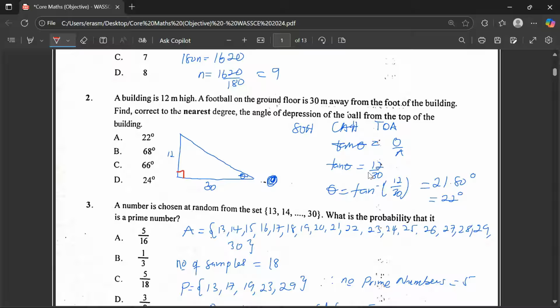And so we're going to substitute these values into this equation. And that is why we are having tan theta equals 12 on 30. And then we're going to make theta the subject. And so theta equals tan inverse of 12 on 30. And that is going to give us a value of 21.80 degrees. And we are to find theta to the nearest degree. So we are going to round it off, and that is 22 degrees. And so option A is the right answer.